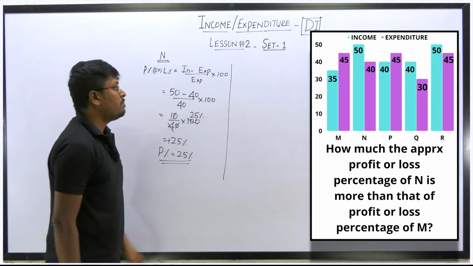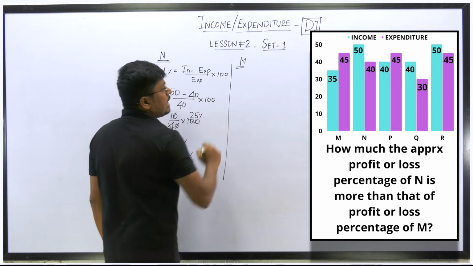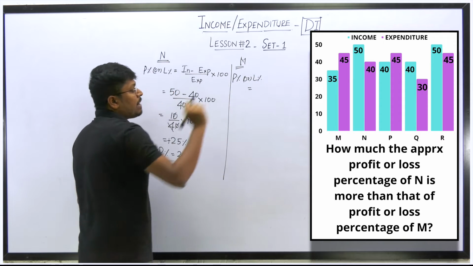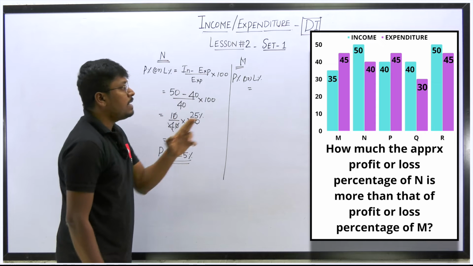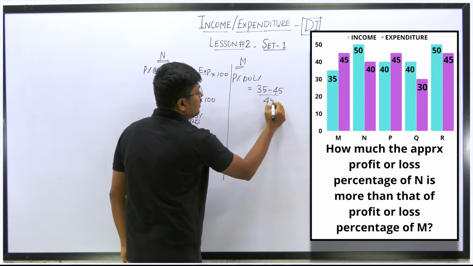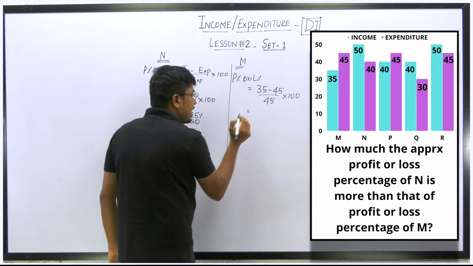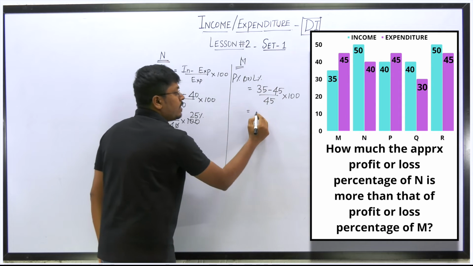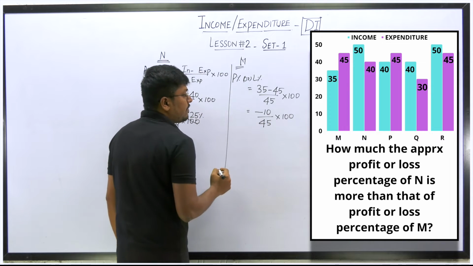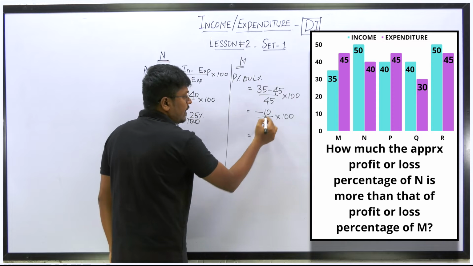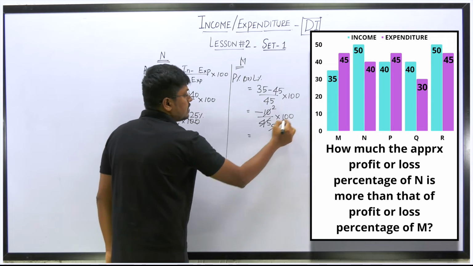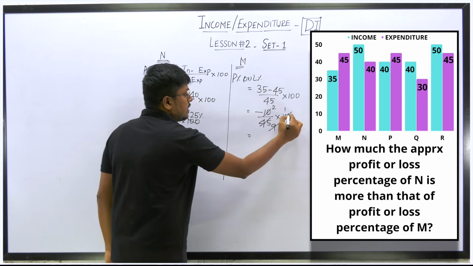What about company M? Next is company M. So company M, what about the income here? So similarly we can find whether it is profit or loss percentage. Got it? So income minus expenditure. So company M, income is how much? 35. Expenditure is how much? 45. So divided by 45 into 100. So just listen carefully, 35 minus 45 will be minus 10. Got it? So divided by 45 into 100. So I think we can cancel this on 5 table. So when you cancel this on 5 table, this becomes 2. So this becomes 9. Again cancel this on 9 table. So 1 9s are 9, remaining will be 1.